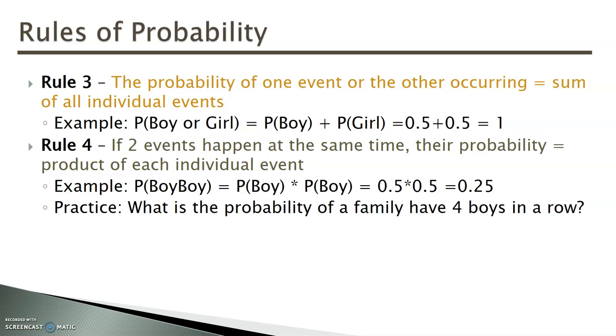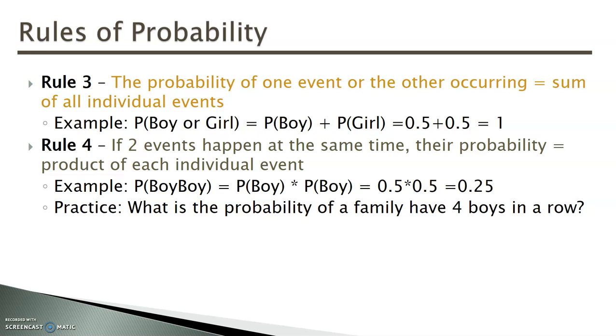So practice: what's the chance of having four boys in a row? Again, we're talking about things that are happening at the same time or in order. What's the chance of having four boys in a row? You would have to do 0.5 times 0.5 times 0.5 times 0.5 to get your answer. What's the chance of these things happening in a row?